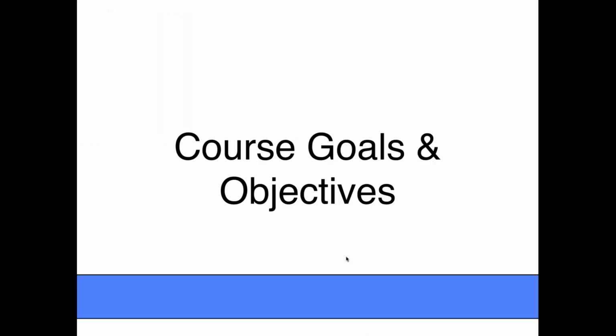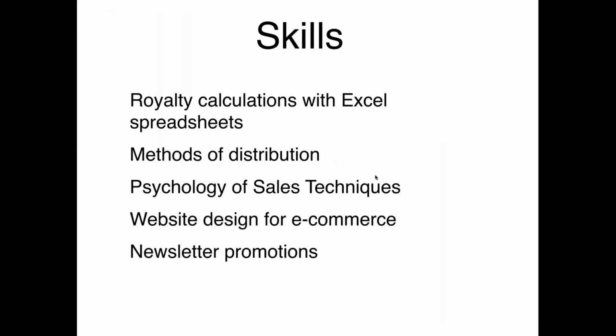All right, so to talk a little bit about course goals and objectives, just to give you an idea of what you're going to be getting into this semester, we're going to be doing royalty calculations with Excel spreadsheets, and you've started that this week. We are talking about artist royalties, producer royalties, and manager royalties this week. So you get to see what they're making depending on how many albums they sell.